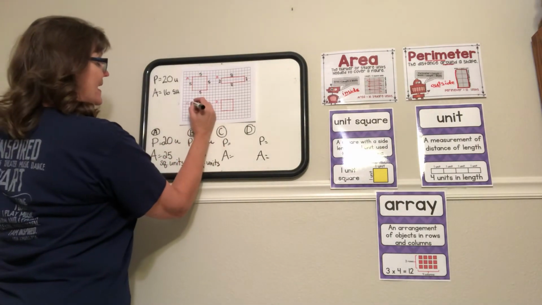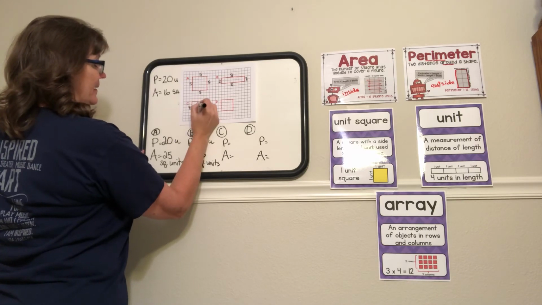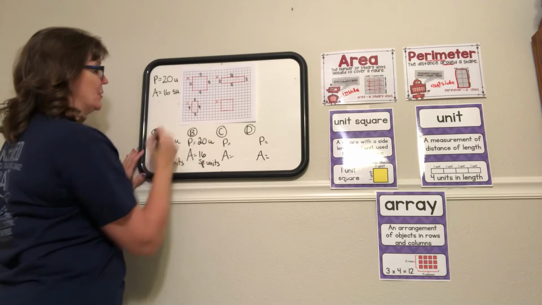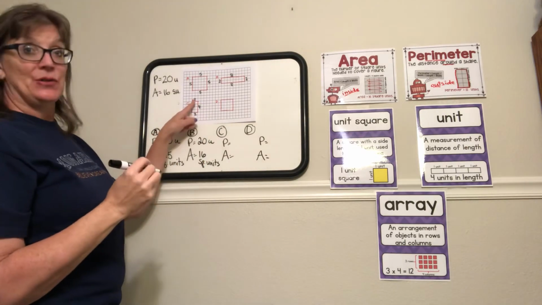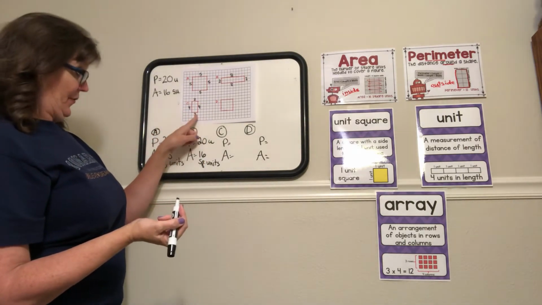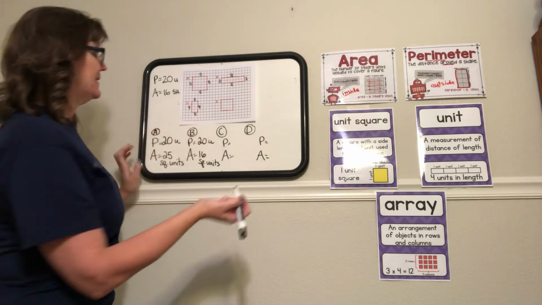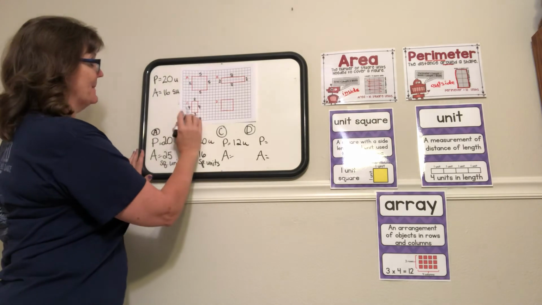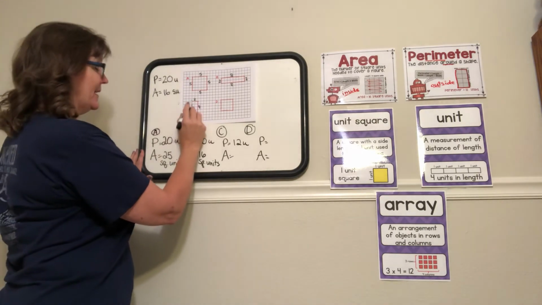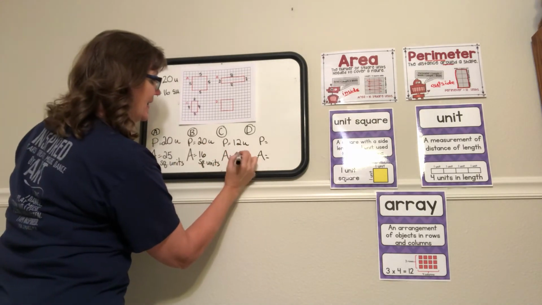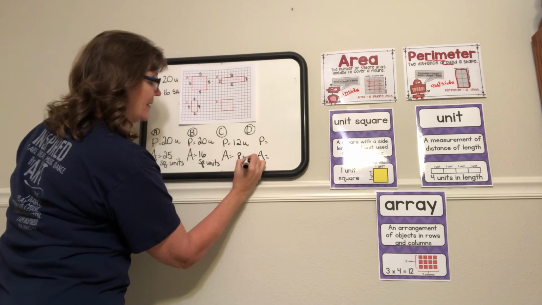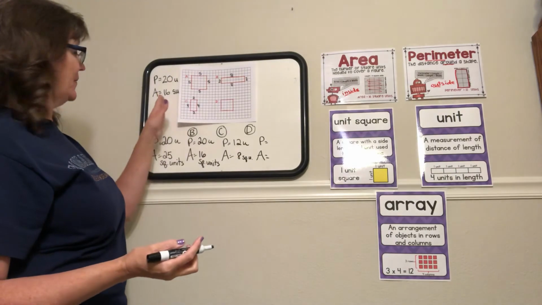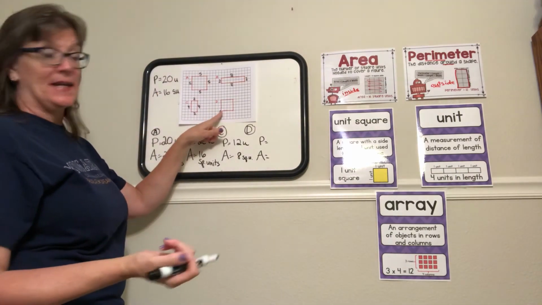For shape C, I have 1, 2, 3, 4. 4 on the lengths. The width is 2 on top, 2 on bottom. 4 plus 2 is 6. 4 plus 2 is 6. 6 plus 6 is 12. So I have 12 units. I multiply length times width, which is 8 square units. And finally, so I see that one does not match. Finally, I'm going to do D.